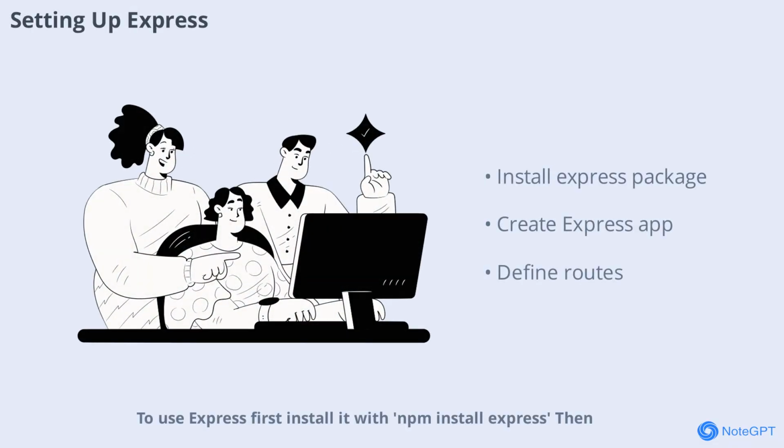To use Express, first install it with npm install express. Then, require it in your code and create an Express app. You can define routes to handle different URLs and use middleware for tasks like parsing JSON or handling errors. Express streamlines many common server tasks, letting you focus on your application's logic.